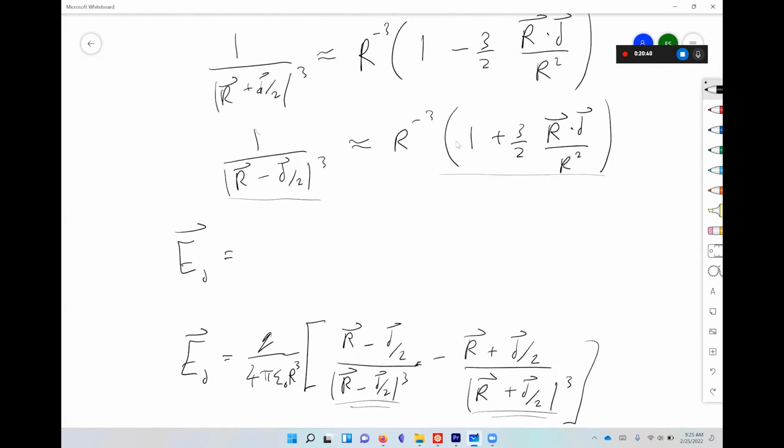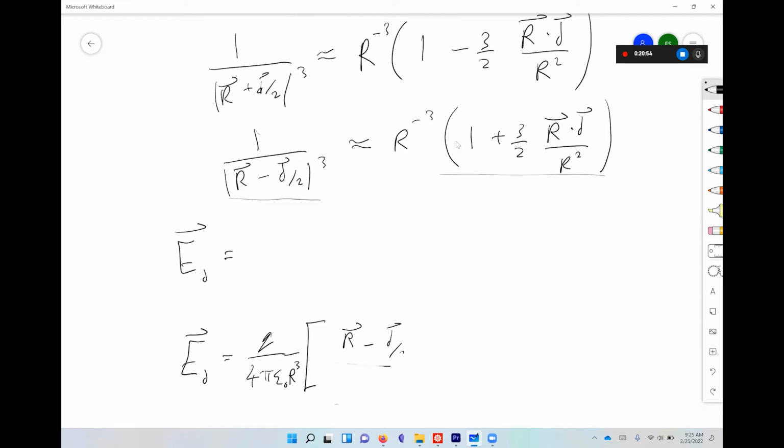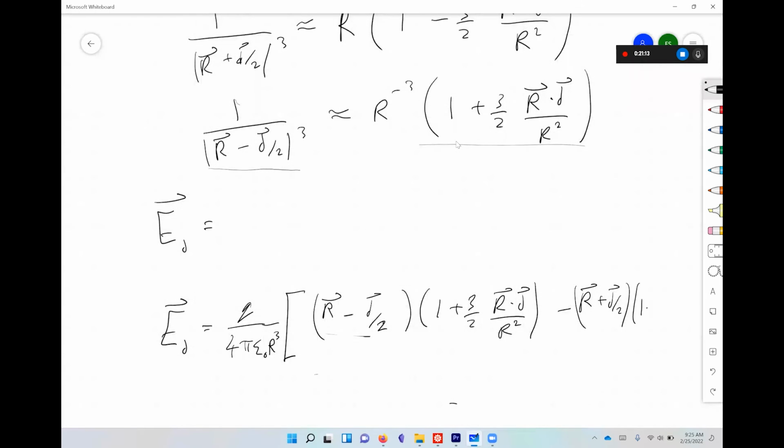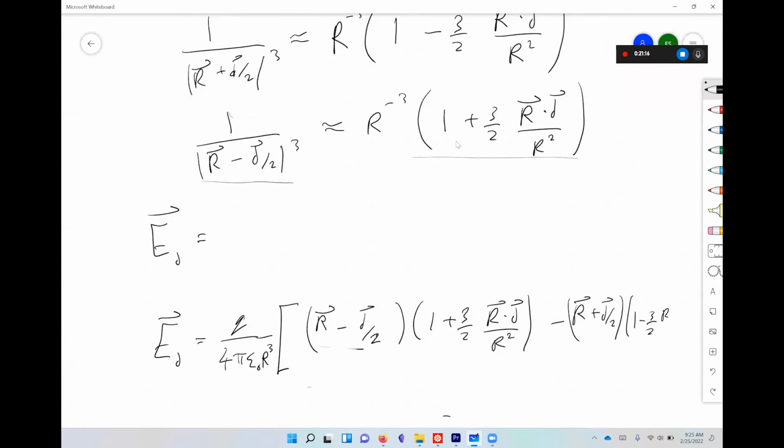Now this is going to give me 1 plus 3 over 2, right? So this is going to turn into r minus d over 2 times 1 plus 3 over 2 r dot d over r squared, minus the second term is going to be r plus d over 2. And then I'm going to use this approximation. It's going to be 1 minus 3 over 2 r dot d over r squared.